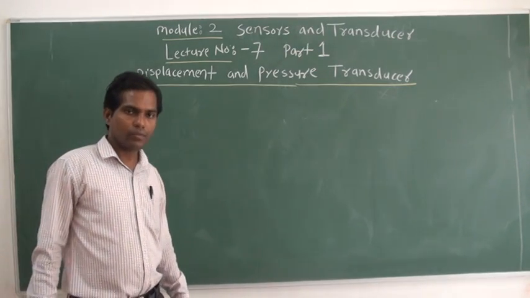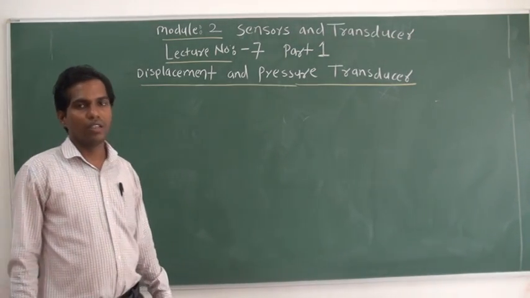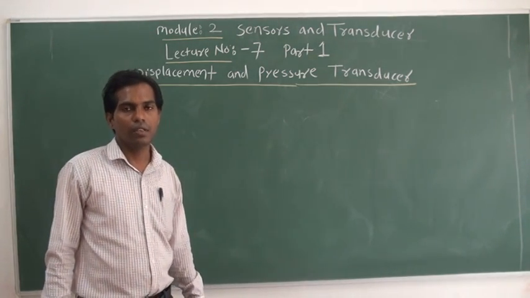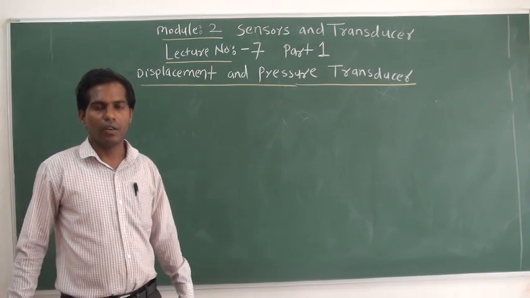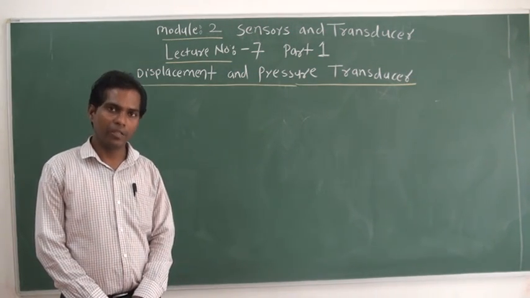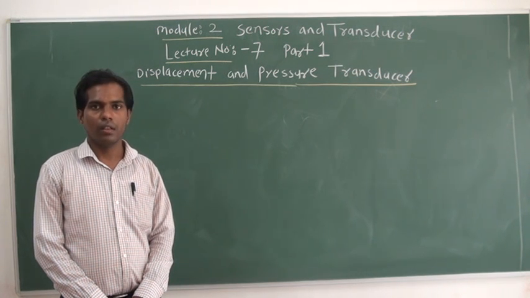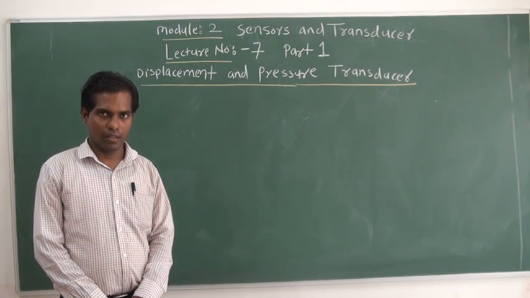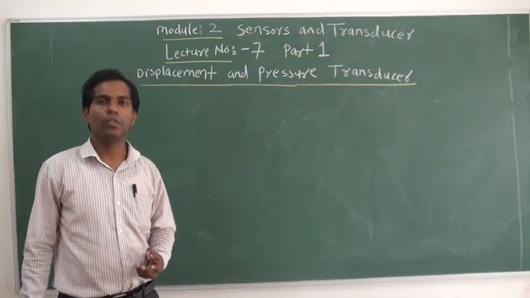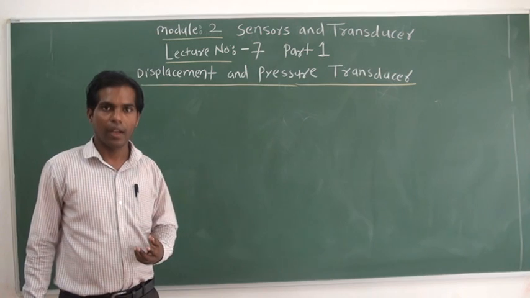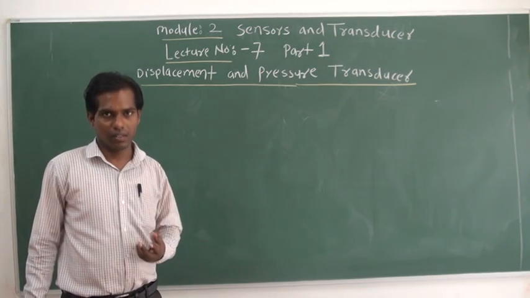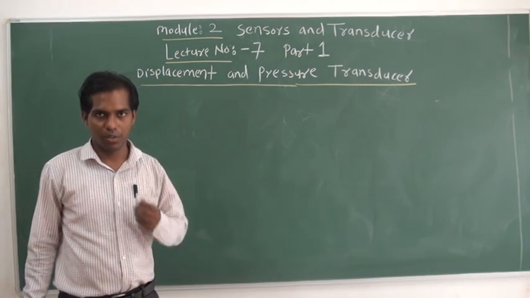Start with our second module, sensor and transducer. In the previous lecture, we studied what is meant by transducer and sensor, its basic definitions, then active and passive transducers, then selection criteria for the basic transducer, that is, depending upon the characteristics of the transducer, and then the different factors while selecting a transducer.